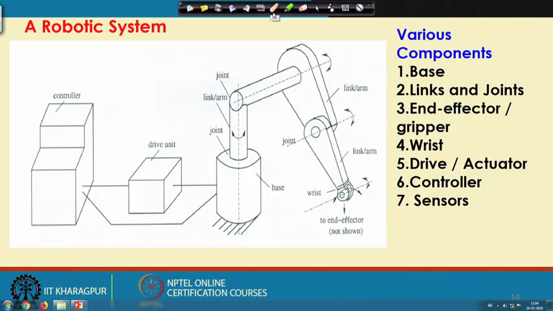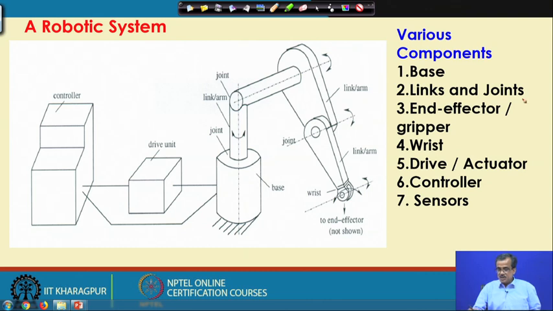We are discussing the different components of a robotic system, and we have seen that the robot has a base, links and joints. Next, we have the end effector or the gripper. The purpose of the end effector is to grip the particular object which I am going to manipulate. This end effector or gripper will be connected here, not shown in this sketch.